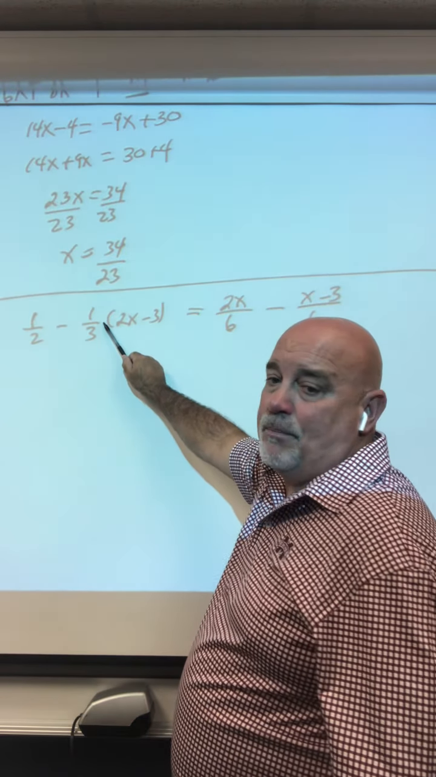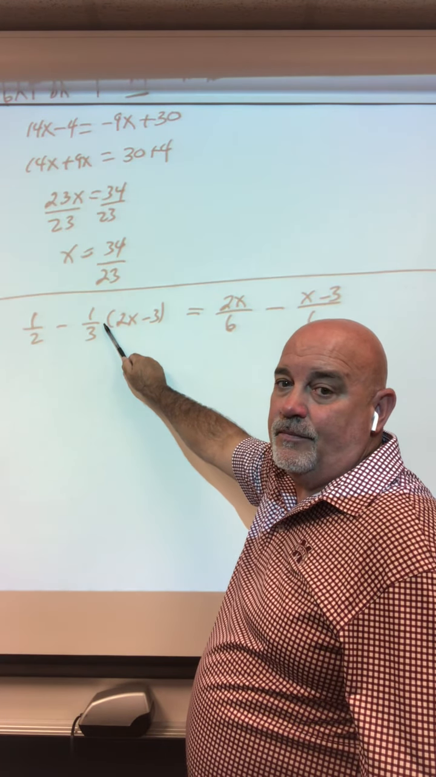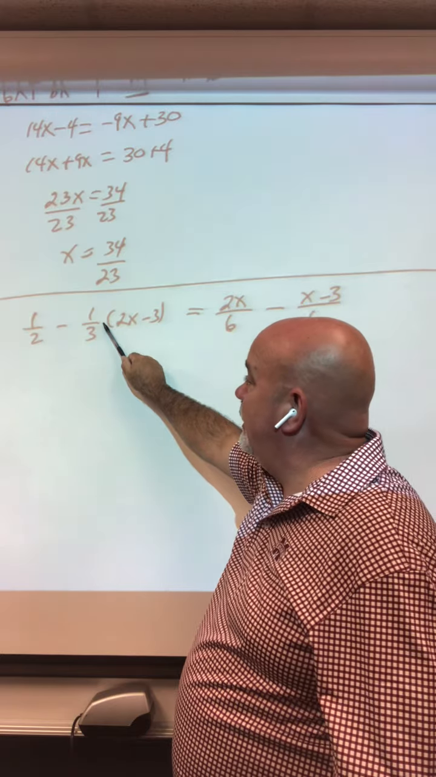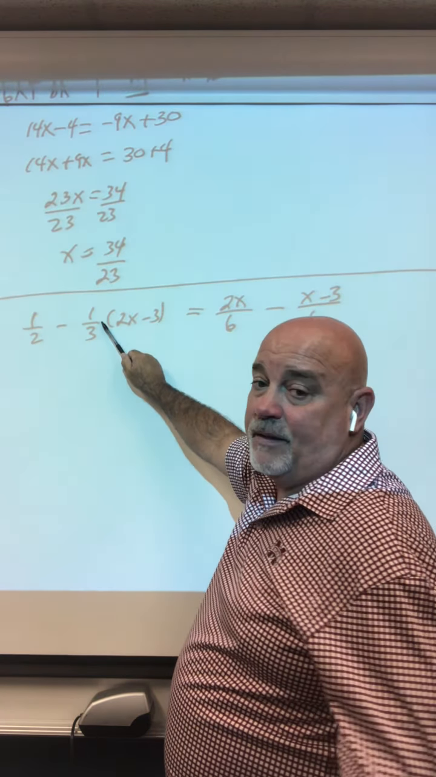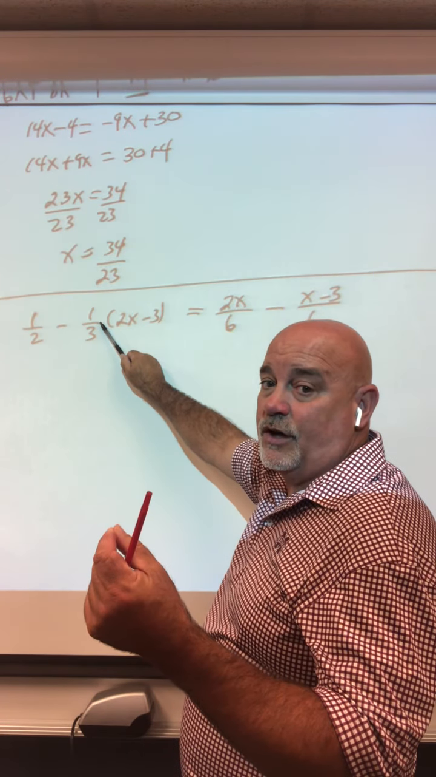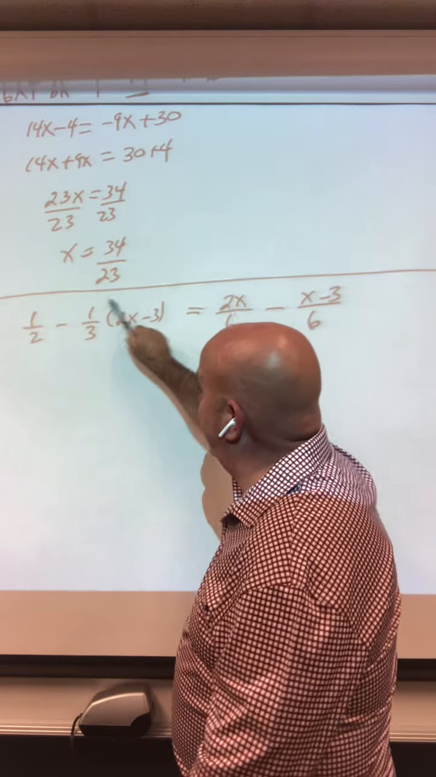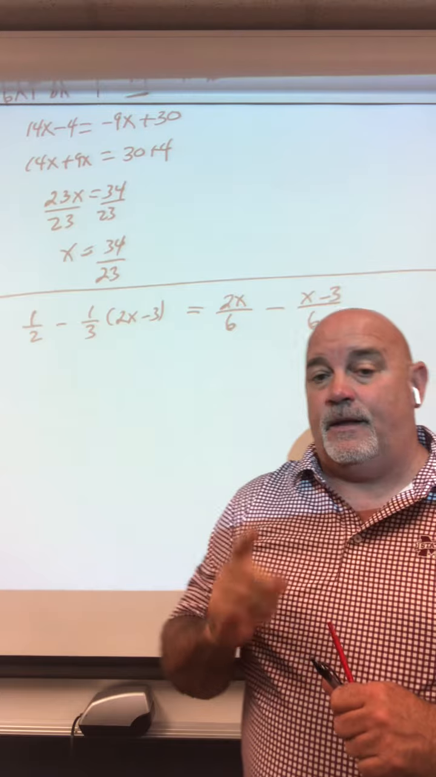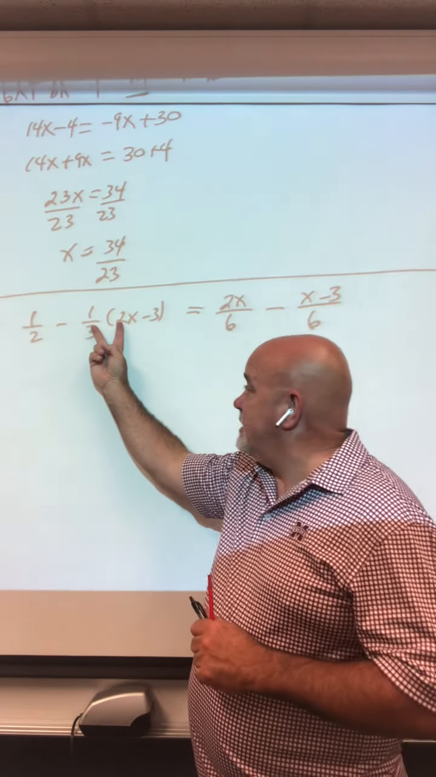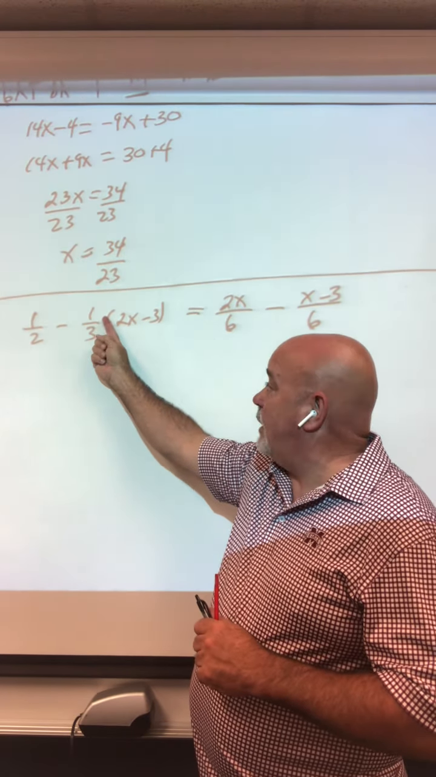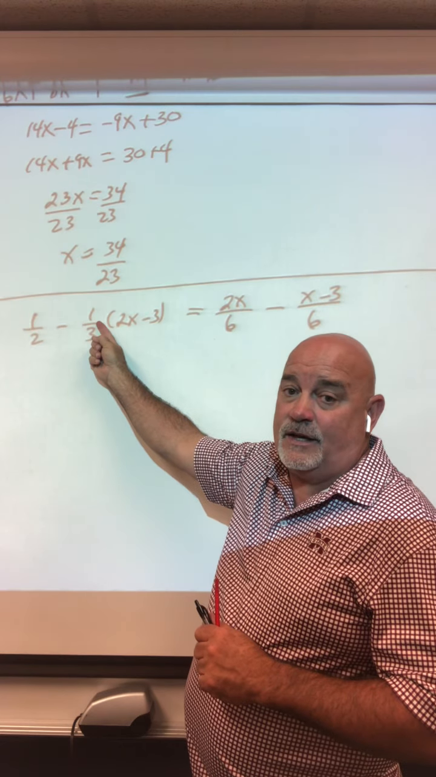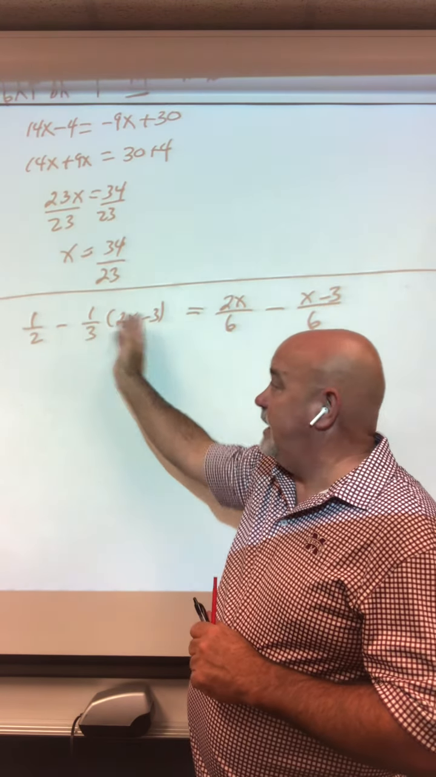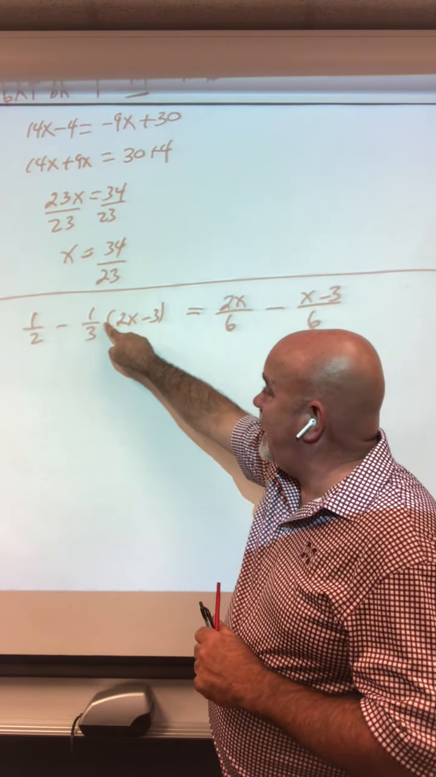What mathematical operation is right here? It's multiplication. So, remember, multiplication is like glue. It holds a term together. So this is considered to be one term, not two. This is not two terms. If there was a plus here or a minus here, it would be. But it's not. So this is 1/3 times this.